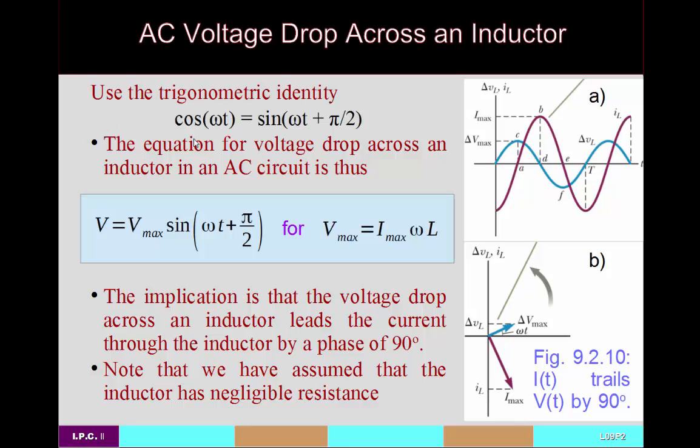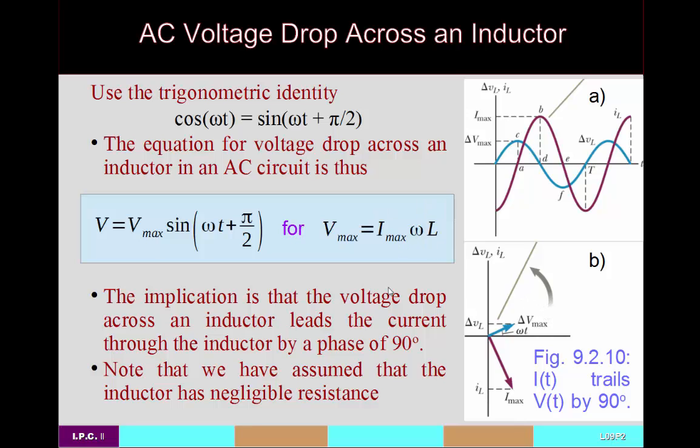So we can again use a trigonometric identity. This time the one that we use is that cosine of omega t, positive cosine of omega t, is sine of omega t plus pi over 2, rather than the previous one that we used, which is minus cosine omega t is sine omega t minus pi over 2. So our cosine trigonometric identity, we convert the cosine into a sine by way of adding a phase of pi over 2 or 1/4 cycle. So that means that the voltage is given by Vmax sine omega t plus pi over 2, where Vmax, the maximum voltage drop across the inductor, is given by the maximum current times the angular frequency times the inductance.